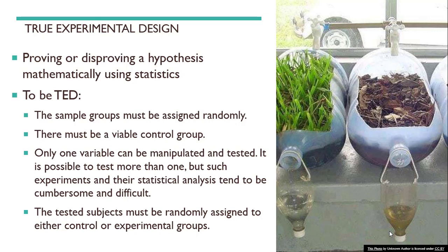So for an experiment to be true experimental design, the sample group must be assigned randomly. So it's not that you select these people to be a specific type of people to be in the control group and a specific set of people to be in the test group. No, it must be random. The sample group, there must be a viable control group. If you are saying you are doing true experimental design, the control group must be viable.